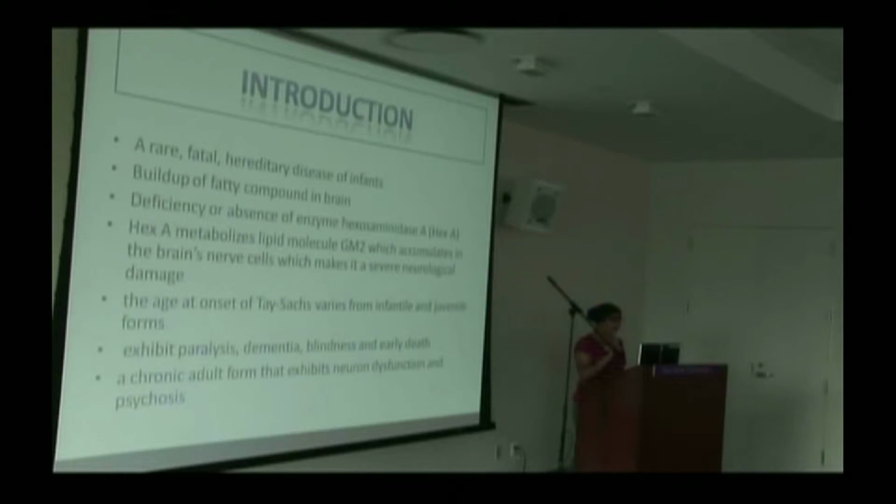So Tay-Sachs disease is basically a rare fatal hereditary disease of infants. It's a buildup of fatty compound in the brain because there's a deficiency or absence of the enzyme hexosaminidase A. Hex A, as it is also known, is a protein that metabolizes lipid molecules, GM2, which accumulates in the brain's nerve cells, which makes it a severe neurological disease.